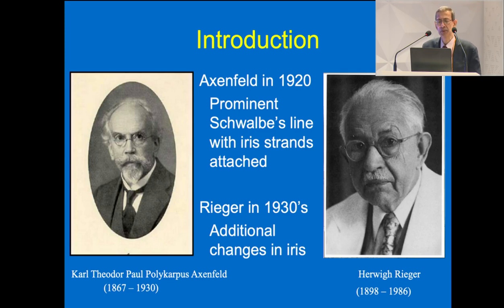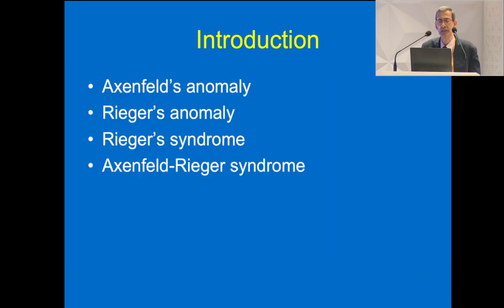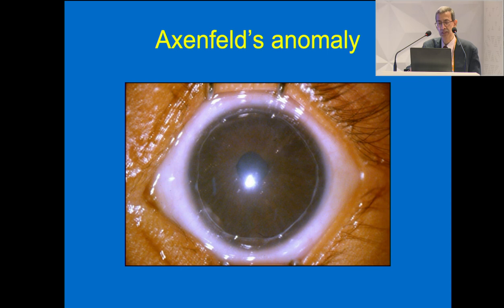Axenfeld in the year 1920 reported a case where there was a prominent line in the periphery of the cornea in the inner aspect, and iris strands bridging the angle to be attached to that prominent Schwalbe's line. From the 1930s onwards, similar cases were reported by Rieger, and an additional change was there in the form of iris abnormality. So it's a spectrum of disease: Axenfeld anomaly, Rieger's anomaly, and Axenfeld-Rieger syndrome, when associated with non-ocular facial and systemic association.